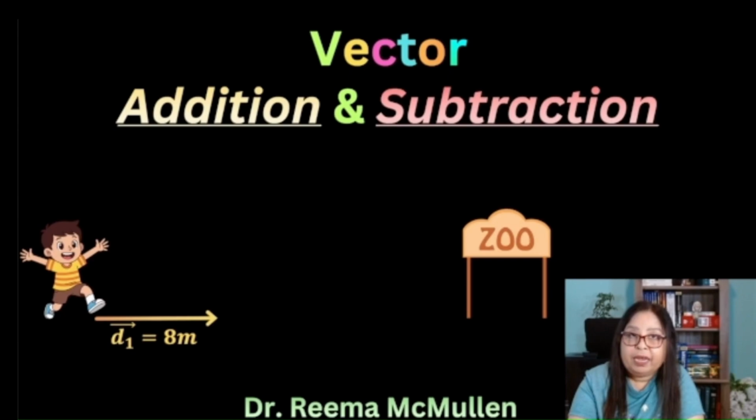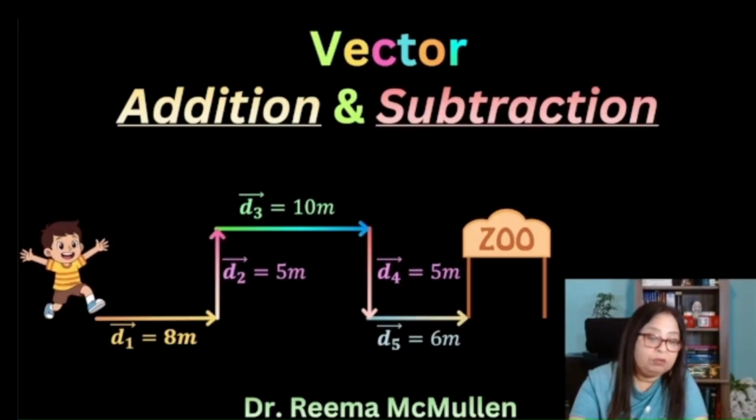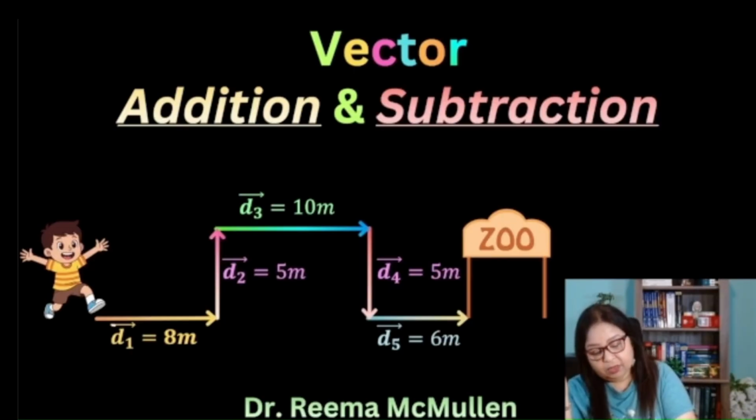He first goes 8 meters due east. Then he goes 5 meters up north and then 10 meters east, then 5 meters down south, and then 6 meters to east. So the path from Tom's car to the zoo consists of 5 straight line segments, D1, D2, D3, D4, and D5.